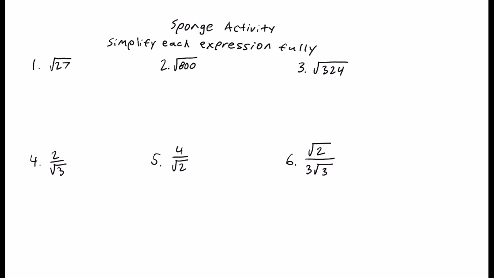Alright, now time for the sponge. Simplify each expression fully, either by simplifying the square root or rationalizing the denominator. But they must be simplified fully. If they're not simplified fully, you won't get it, and remember, you gotta get all of these right to get a bonus point. But make sure to attempt them all as well. So just simplify as much as you can.